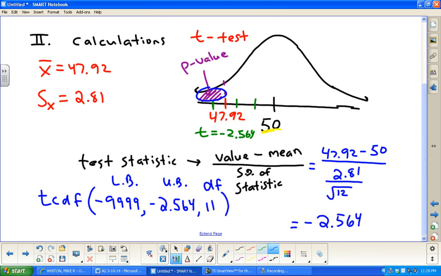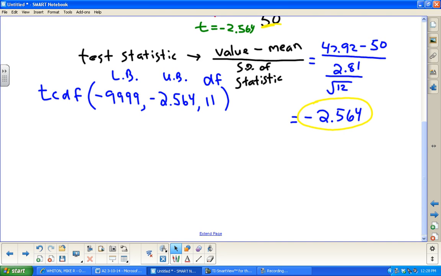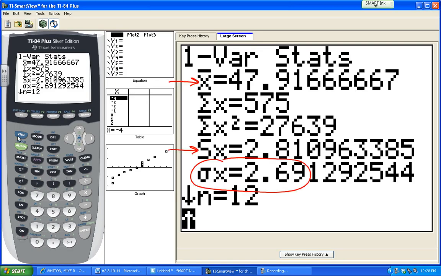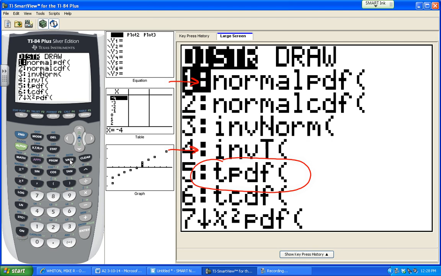Okay, we don't need to put the mean in because we already used the mean and the standard deviation and everything in order to get this number, this test statistic. So it's a little different than the normal CDF calculator stepwise. Okay, so let's do that. We're going to go under distribution, so second distribution. We want the TCDF. Okay, looks like number 6 there.